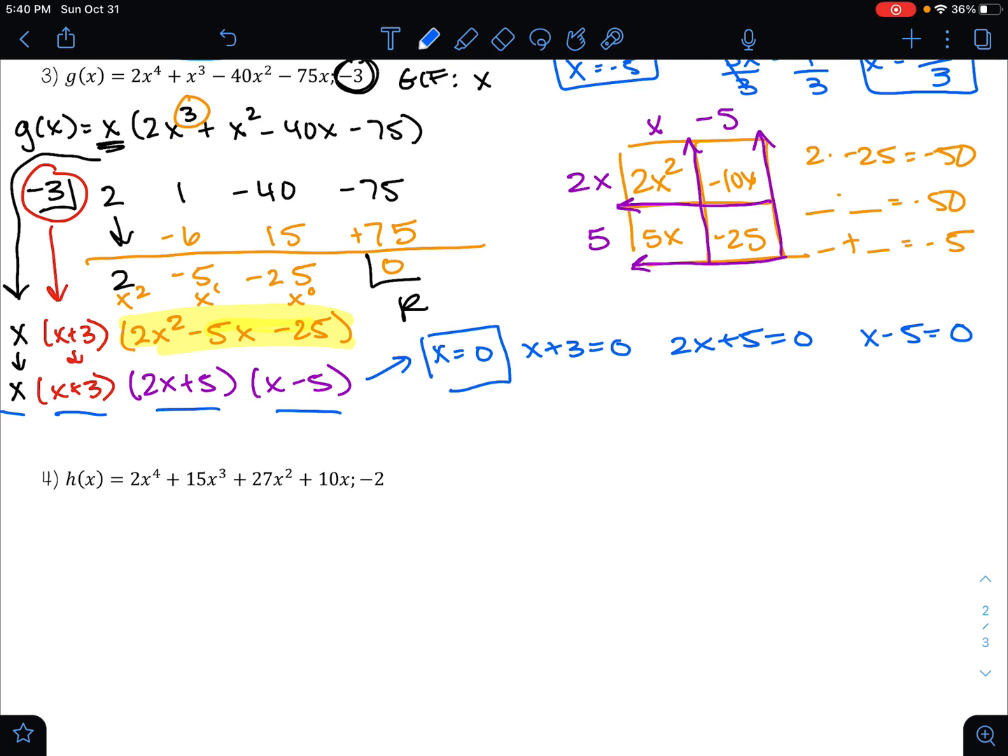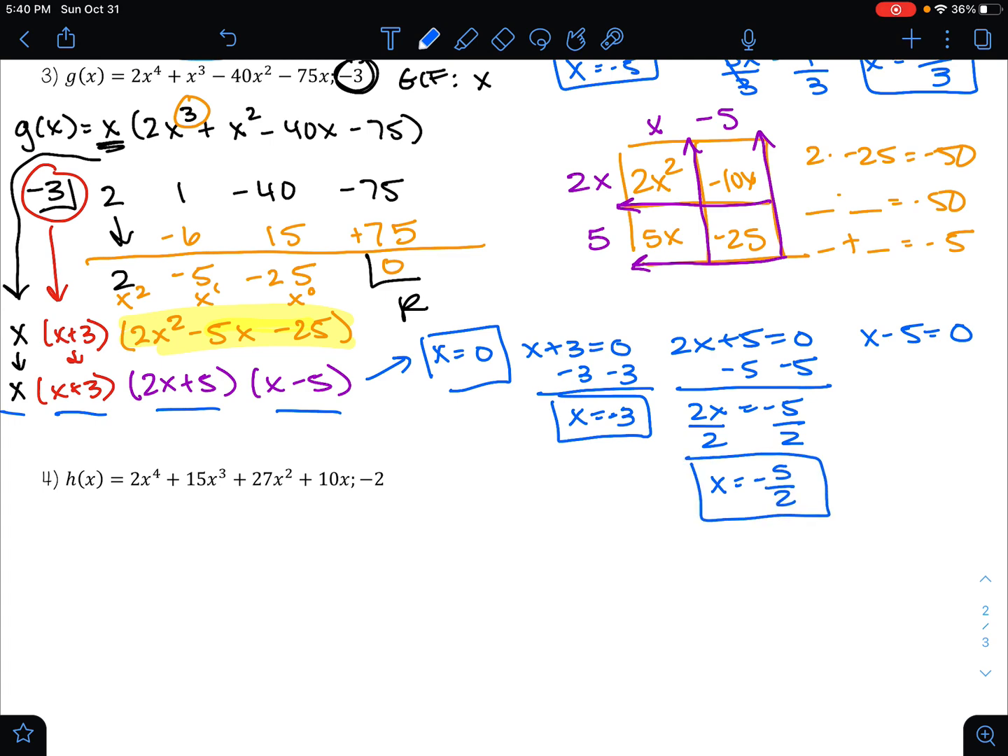For the second equation, I'll subtract 3 on both sides and get x equals negative 3. For the third equation, I'll subtract 5 on both sides and get 2x equals negative 5. Divide both sides by 2 and get x equals negative 5 halves. And for the last equation, I'll add 5 on both sides and get x equals 5. There are no multiplicities here, so my solutions are 0, negative 3, negative 5 over 2, and positive 5.